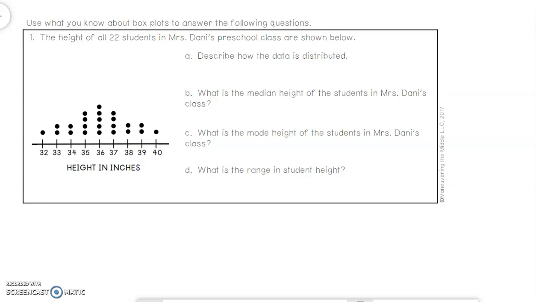All right, guys, looking here at this dot plot, this is the dot plot of the height of all 22 students in Mrs. Danny's preschool class. They're shown below. So the first thing that the question's asking us is, this is just based off of a single dot plot. We're going to get into comparing dot plots in a moment, but just looking at the single one, it's asking us how the data is distributed.